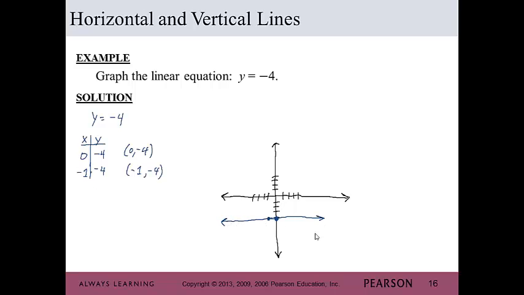And there you go, it is a horizontal line, and it goes through the y-axis at -4. So if you see an equation where y is the only variable, and it says y equals a number, that is a horizontal line passing through y equals -4, which is the y-intercept.